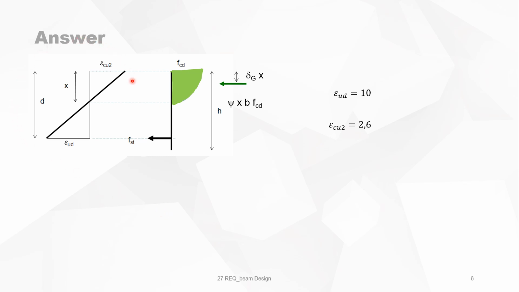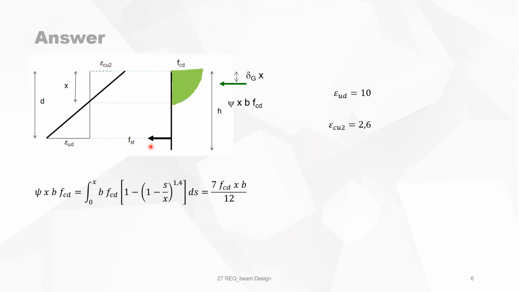So now we look at the strain diagram where the use of materials is maximized. That means epsilon_c is equal to epsilon_cu2, which is 2.6 per mil, and epsilon_s is equal to epsilon_ud, which is 10 per mil. From the strains, we transform to the stresses, and you see this is only one part of the parabolic relationship.